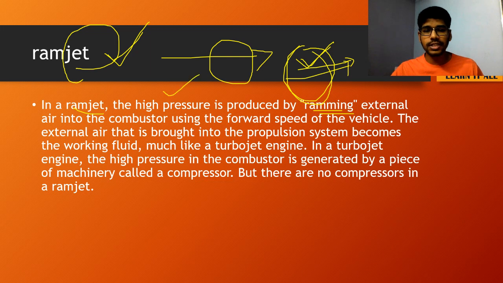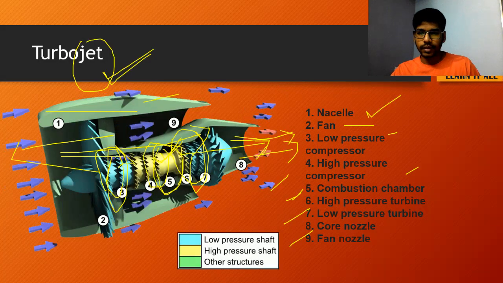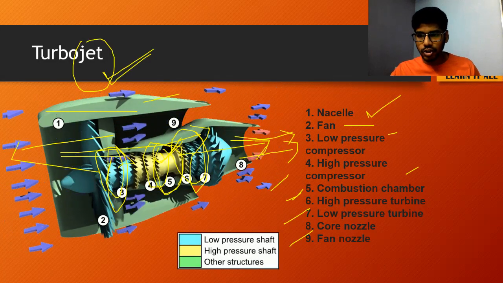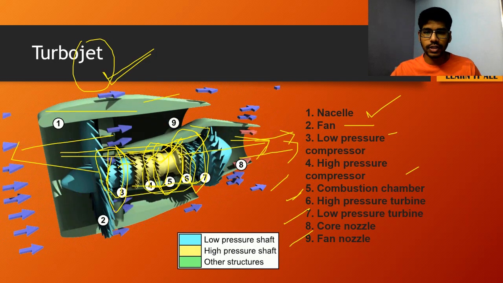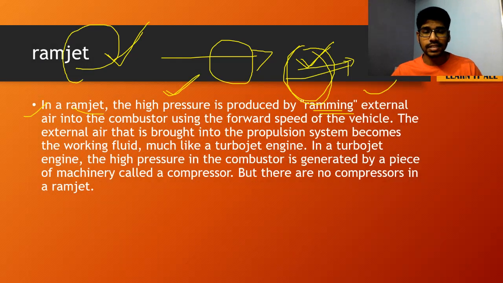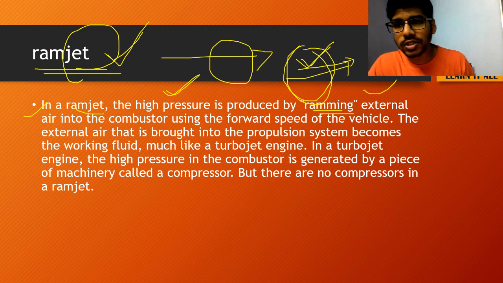The high pressure is actually produced by external air. So here, the pressure is actually produced by the equipment over here, right? We are compressing it so that the pressure increases. Instead of that, in the ramjet the pressure is increased using the velocity of the vehicle. So when you talk about the ramjet, which vehicles use the ramjet engine?